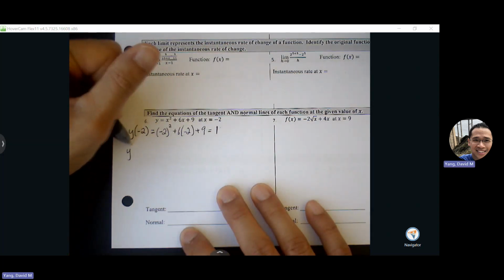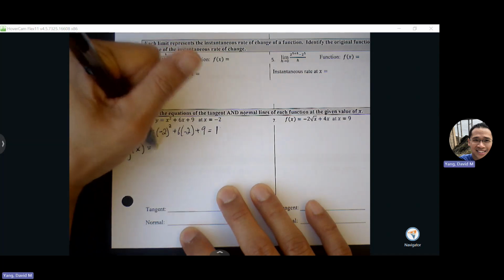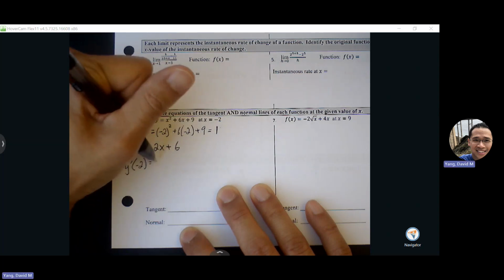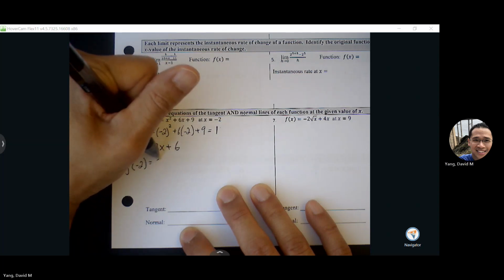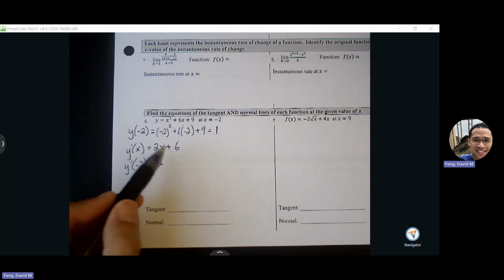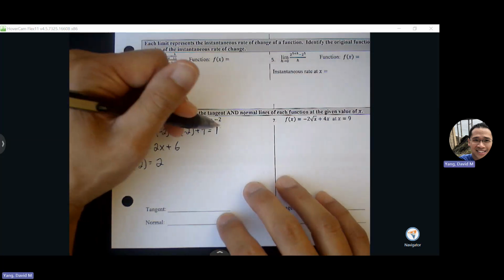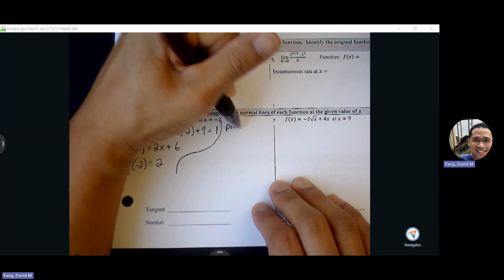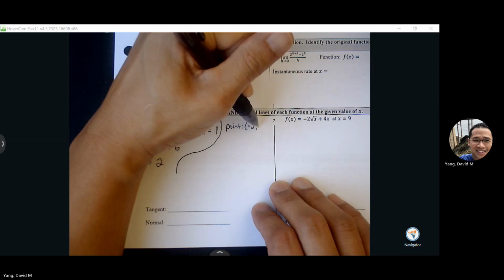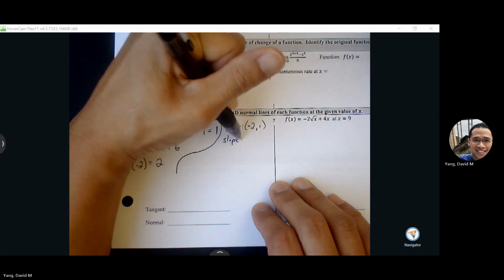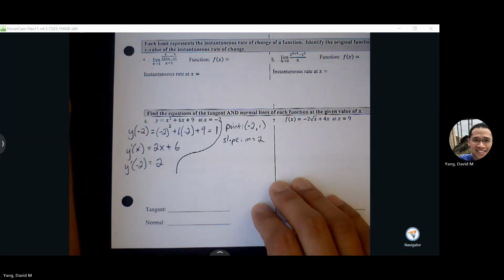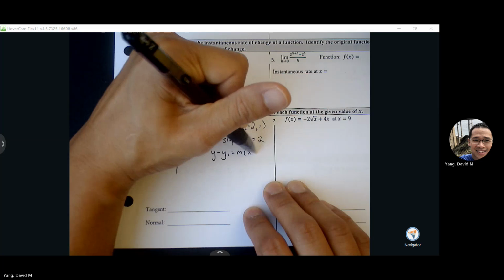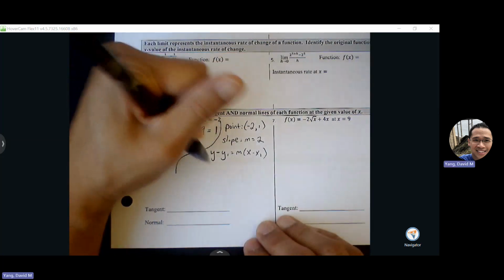Okay. So first, let me just go ahead and find my order pair here. Next up, I'll go ahead and find my y prime, my derivative, which I can then use to find my slope. So plug -2 in for x, I get -4 plus 6, which is 2. So I know that my point is -2, 1. My slope is 2. And now I'll do point slope form. So here's my tangent line.